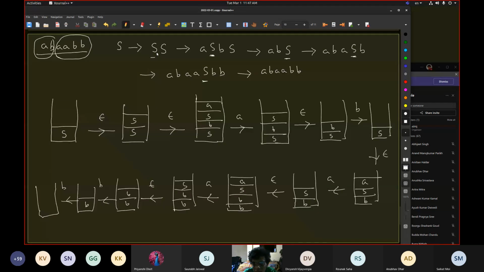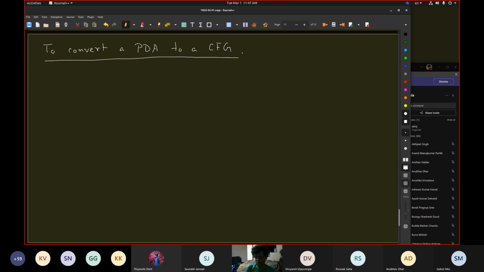So for that matter, I have to convert a PDA to a CFG. Of course, that means an equivalent CFG. And this process is somewhat complicated. Actually what I will do is make a two-step construction.